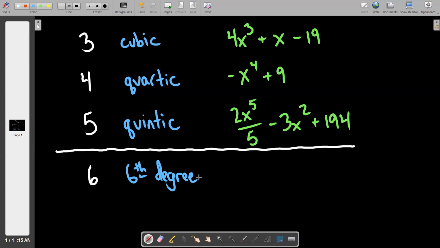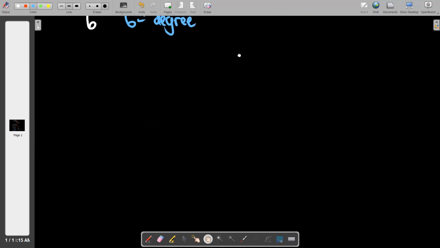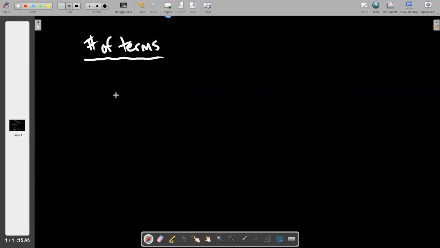Good so far? Okay. The other way that we classify polynomials is by its number of terms. And there's not very many of these, quite frankly. If a polynomial has 0 terms, it doesn't exist. So we never talk about that. Like you can't have 0 terms or you're invisible. So the lowest number of terms that a polynomial can have is 1. And this one is called a monomial. So when that word pops up, it just means a polynomial with 1 term.